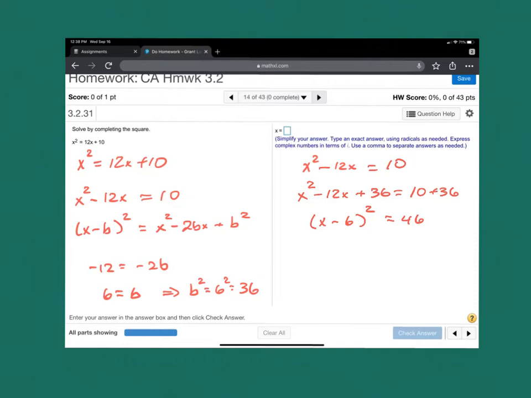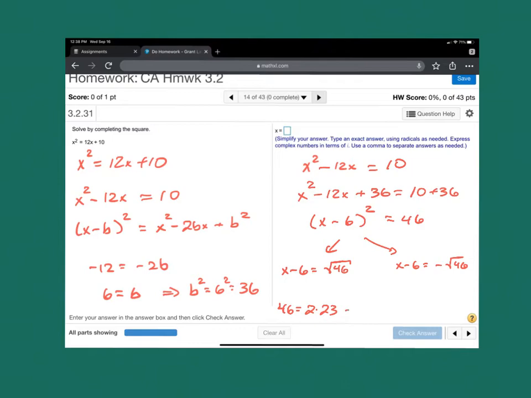And I have 46. So now I can use the square root property. The square root property tells me that I've got one solution, x minus 6 is equal to the positive square root of 46. And my other solution, x minus 6, is equal to negative the square root of 46. For each one of those, I'm going to go through and ask, can I simplify the square root of 46? Well, since 46 is 2 times 23, I don't have any perfect squares in that.